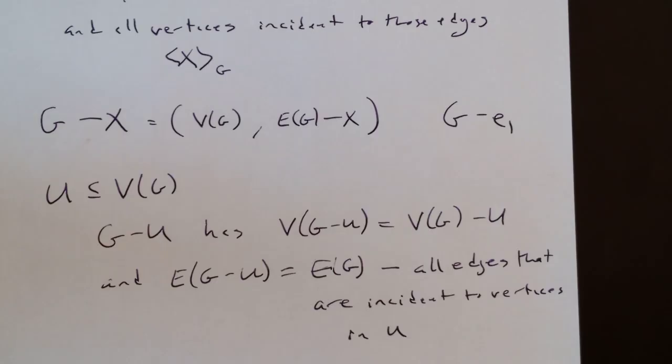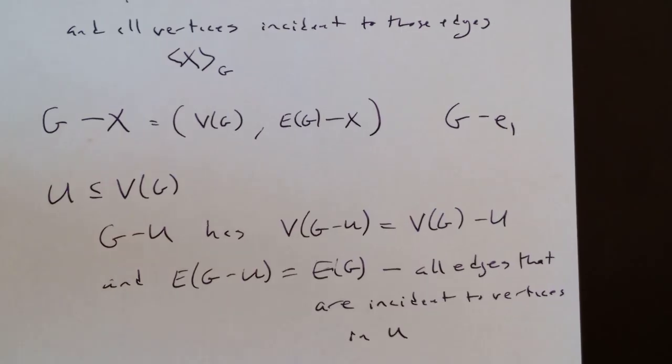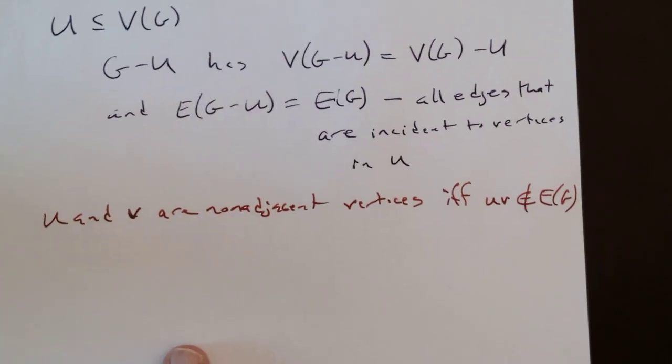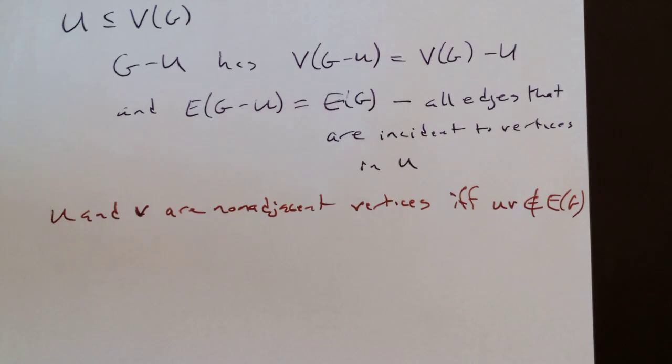By the way, adjacent means what again? Adjacent vertices? They're connected with an edge. So non-adjacent vertices means that edge isn't there. But I could make a bigger graph by adding that edge in, couldn't I?